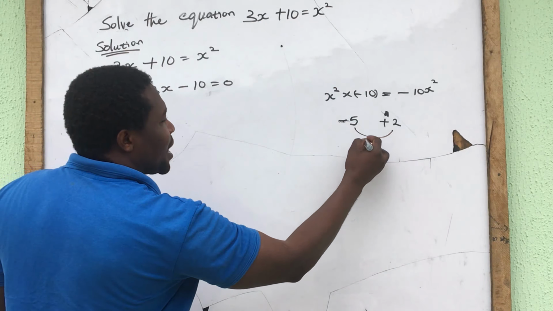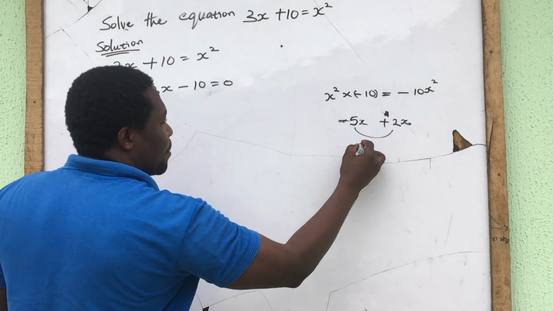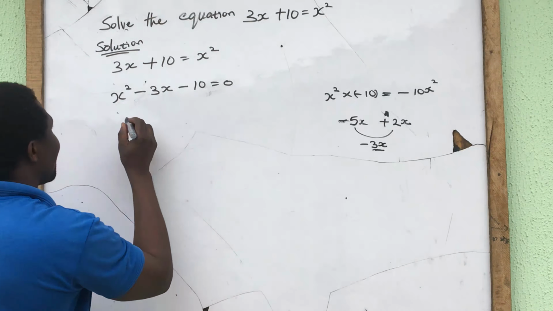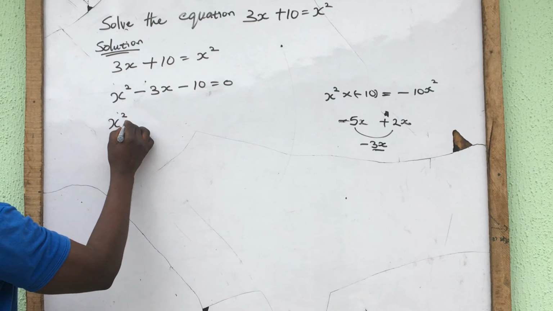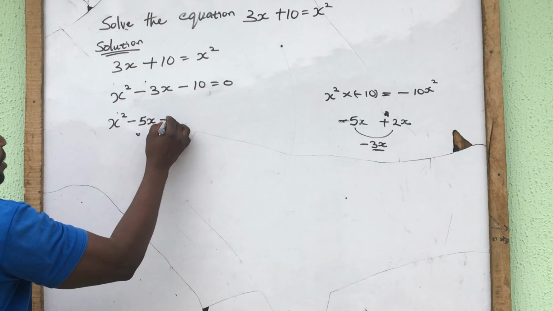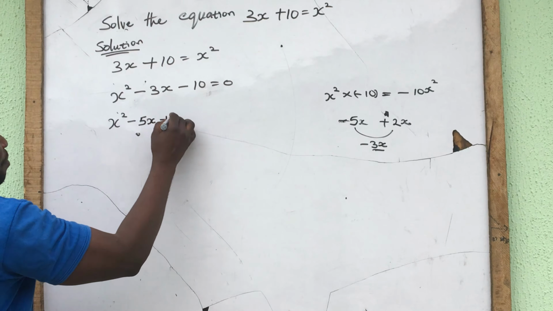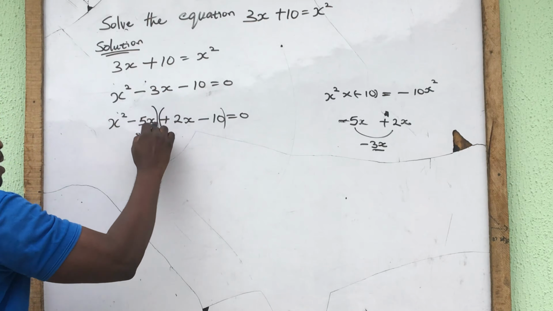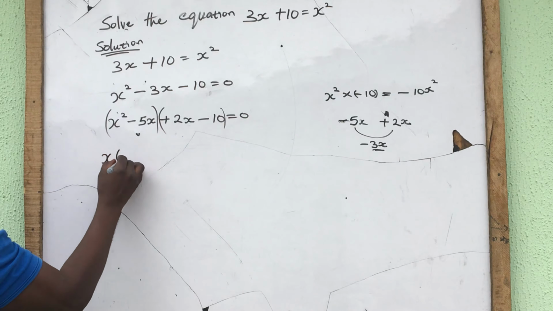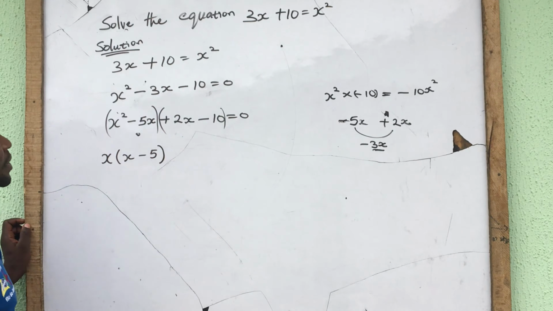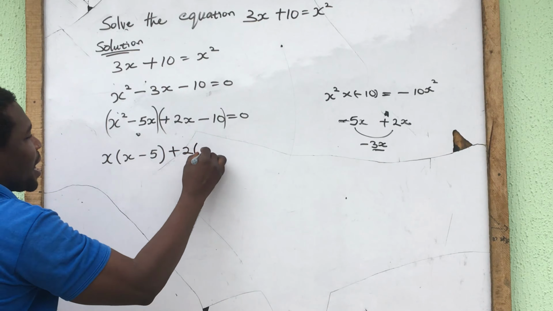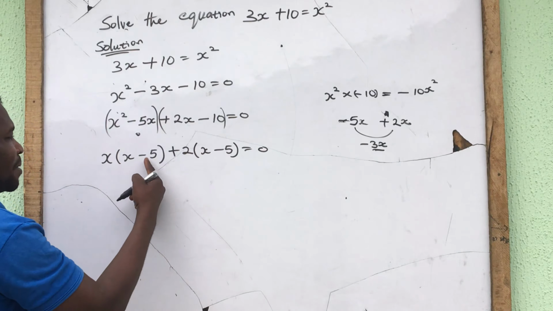So from this together now, I'm going to have 3x, which is this. So from that, I'm going to have x squared minus 5x plus 2x minus 10 equals 0. So if I group them together now, I'm going to have x into x minus 5. Then what's common here? I'm going to have 2 into x minus 5 equal to 0. From that, we have a common factor here as well, x minus 5.